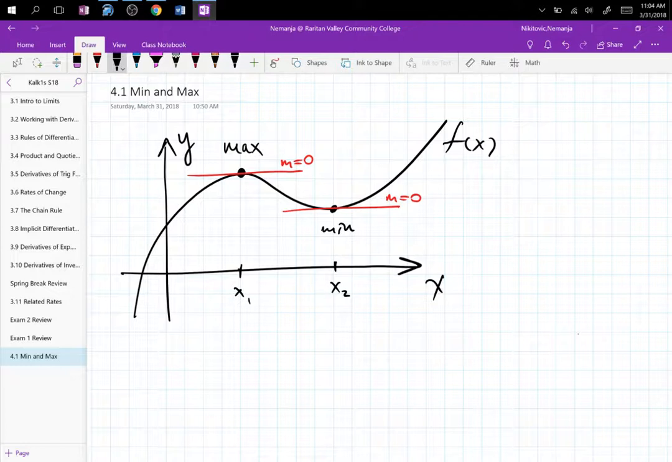So when I give you a function like, let's say, x squared, you all know that x squared has a minimum at 0, 0, right? So it has a minimum at x equals 0 and y 0 when you compute y.